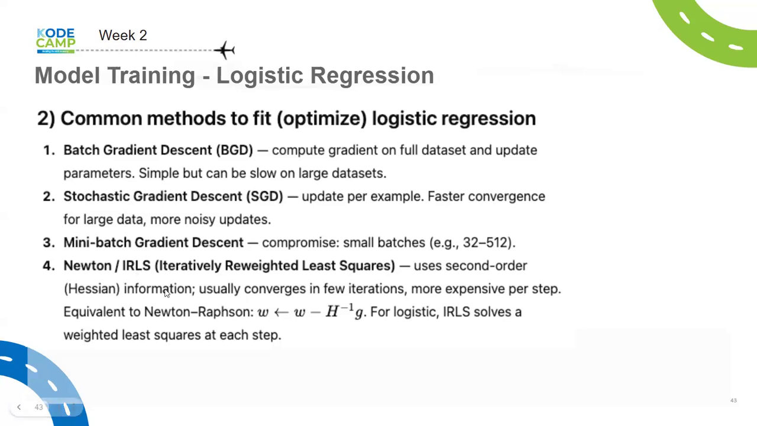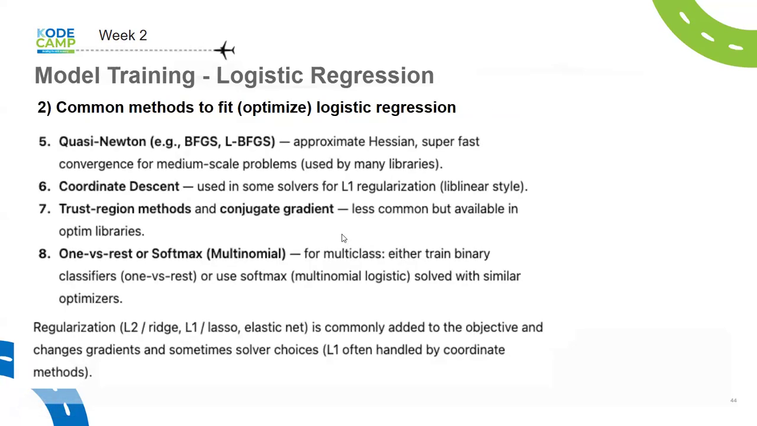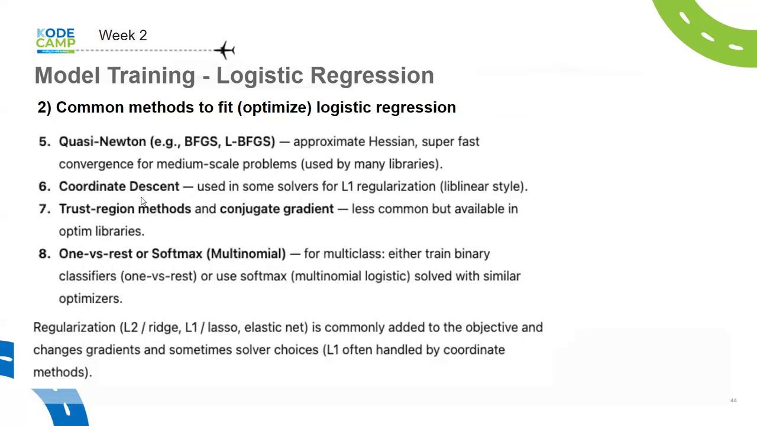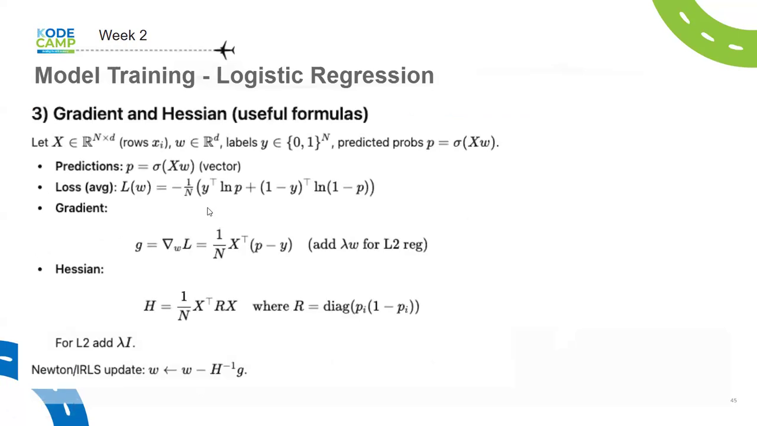And then there are a bunch of other ways as well which you can use for training. We've talked about gradient descent. There are a bunch of others like Newton, quasi-Newton, coordinate descent, trust region, and all of that, softmax. Then we also have regularization. We'll talk about regularization a lot more later on. So those are the methods for logistic regression.